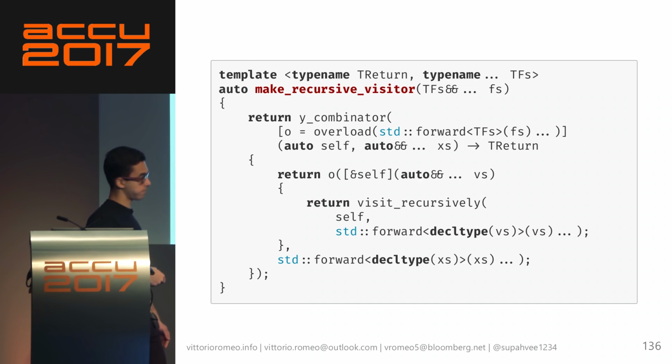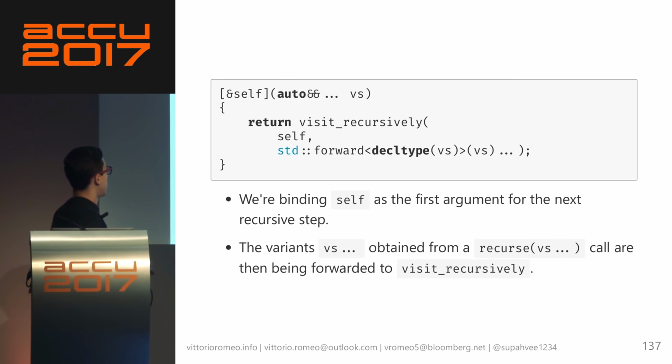And that's pretty much it. So this code is pretty much all forward and decltype. I wish we had a better way of binding things without potential runtime overhead or other issues. But this is all inlineable, all constexpr friendly. So this is the way to be as flexible as possible. So again, I want to reiterate, what we're doing here is capturing self by reference and binding it as the first argument of the recursive step. And the variants that we obtain from a recurse call are going to be forwarded to this recursively.